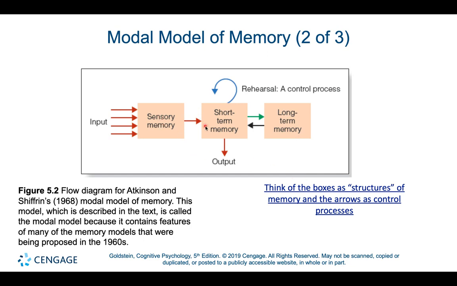So we want to think of each of these boxes as structures of memory or types of memory. And then the arrows represent different processes or control processes that we'll discuss throughout chapters 5 and 6. And so really, learning about memory involves learning about each of these structures and then learning about how these structures interact with one another.